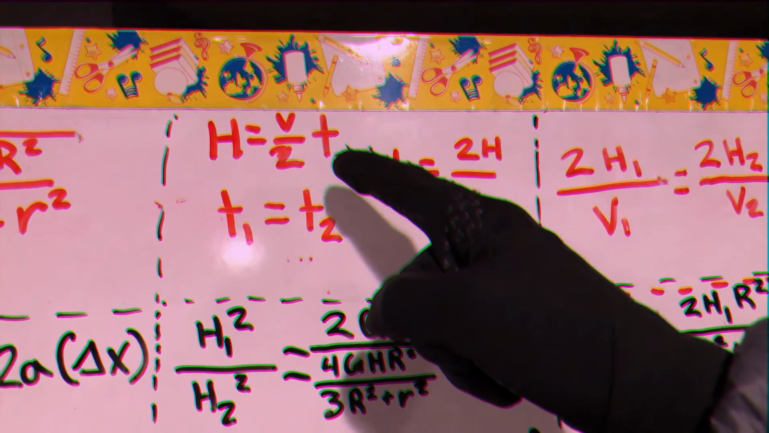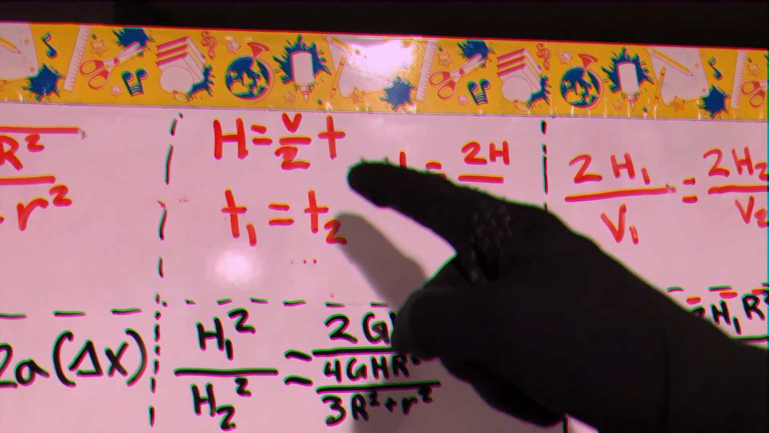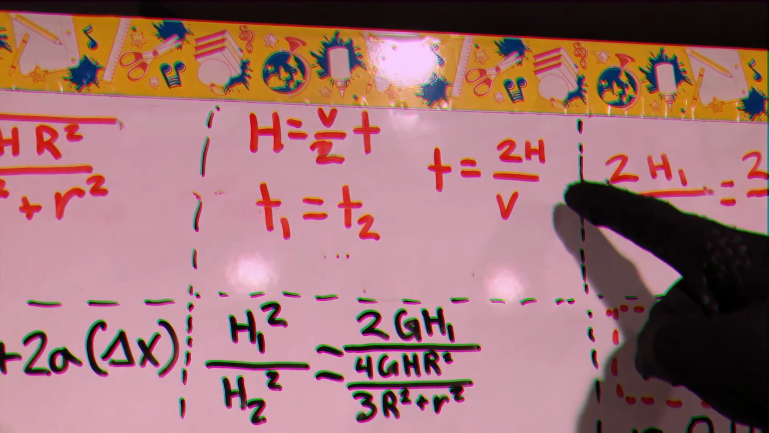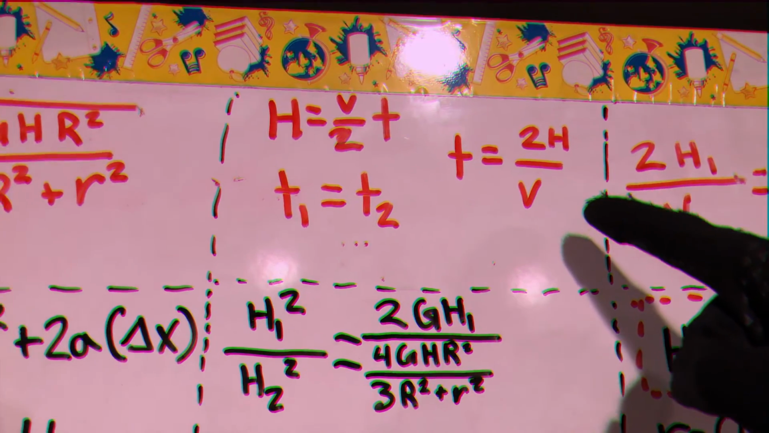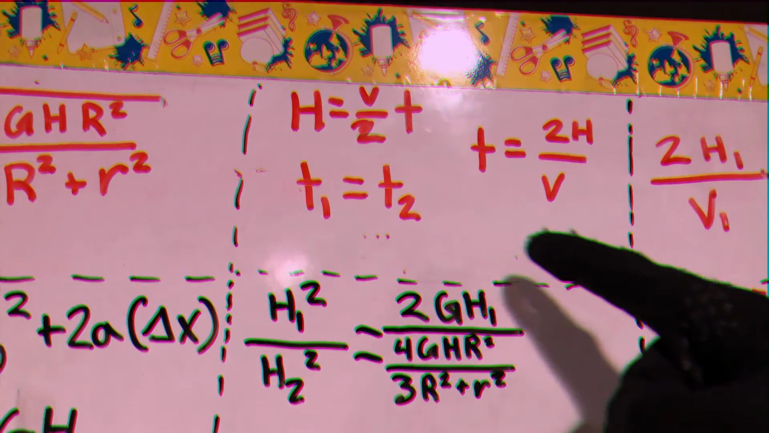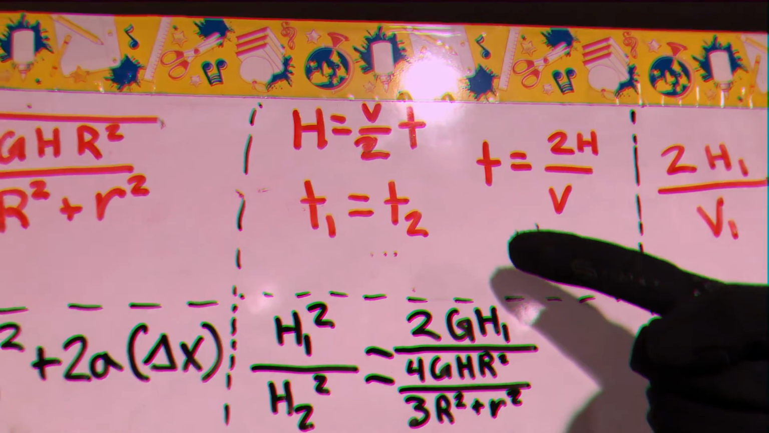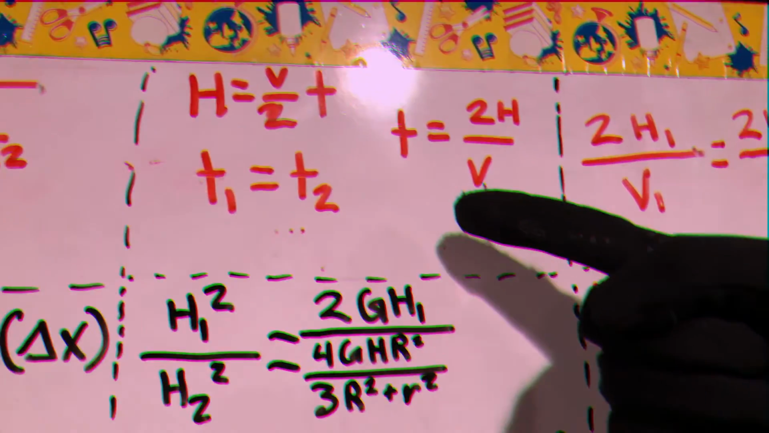To begin with, we're going to be using height is equal to velocity over 2 times time. That can also be written as time is equal to 2 times the height over velocity. For this part of the experiment, we are going to be setting time 1 equal to time 2, because the time it takes for the two to reach the ground should be equal if they are arriving at the same time.